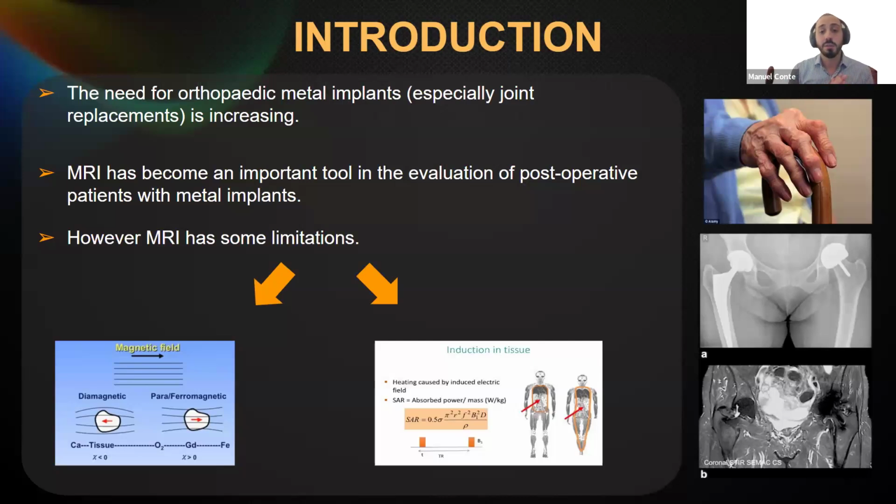Then the second limitation is the SAR, the specific absorption rate. It's the energy that we give to the patient through the RF pulses. So we need to be very careful because we can cause damage to the patient and cause some burns. But I will talk about it later.